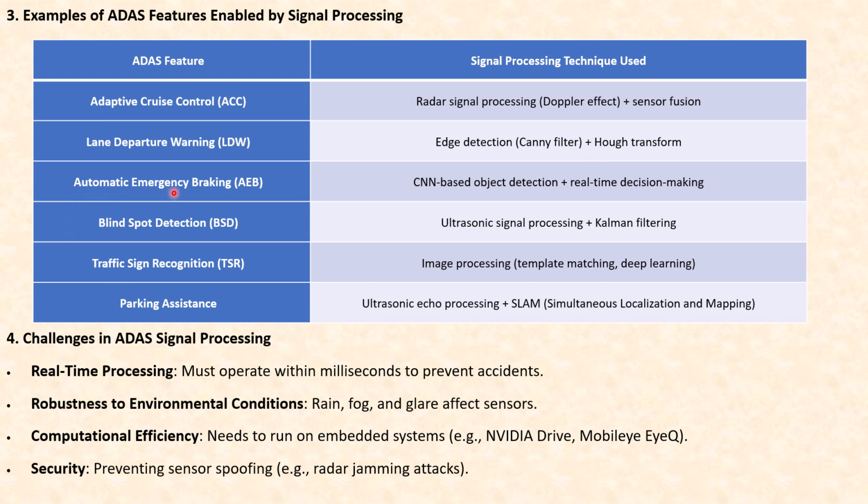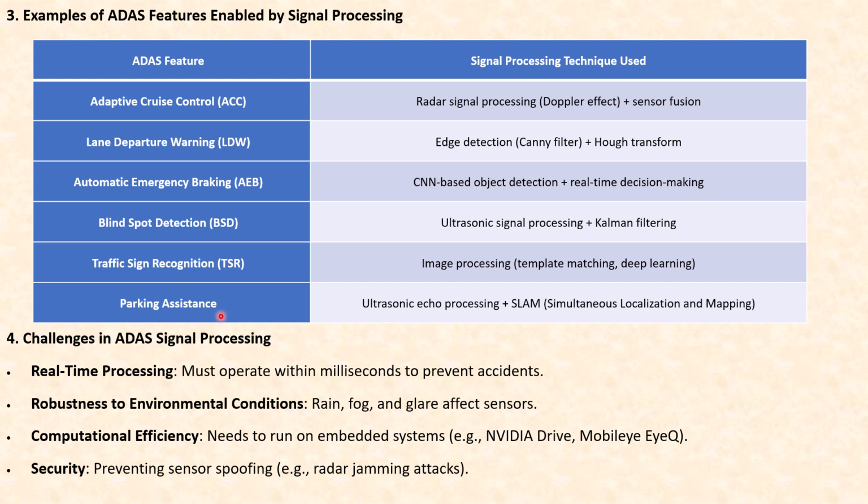Next is automatic emergency braking. When it comes to automatic emergency braking, convolutional neural network based object detection plus real time decision making. When it comes to blind spot detection, ultrasonic signal processing plus Kalman filtering. Next is traffic sign recognition, which has signal processing requirements of image processing, template matching, and deep learning. When it comes to parking assistance, ultrasonic echo processing plus SLAM.